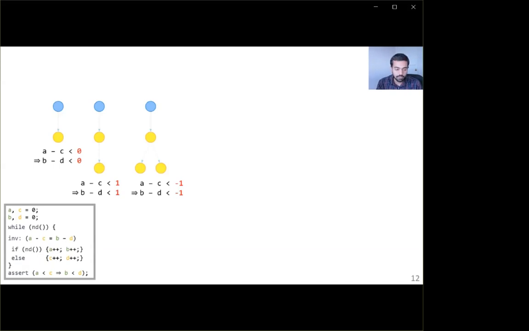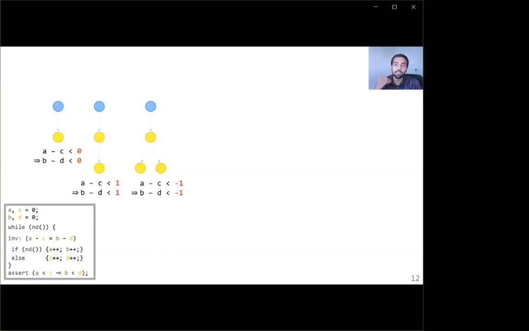In the next iteration, Spacer learns 2 lemmas: a minus c less than 1 implies b minus d less than 1, and the same lemma but with a constant minus 1. What is going on here? Well, Spacer actually splits on the if-then-else branch. To learn one lemma, it follows the then branch. To learn the other lemma, it follows the else branch.